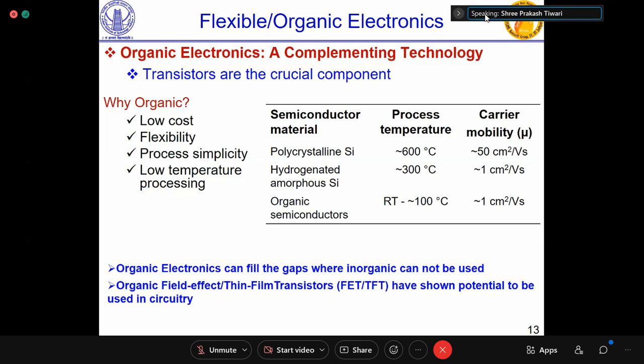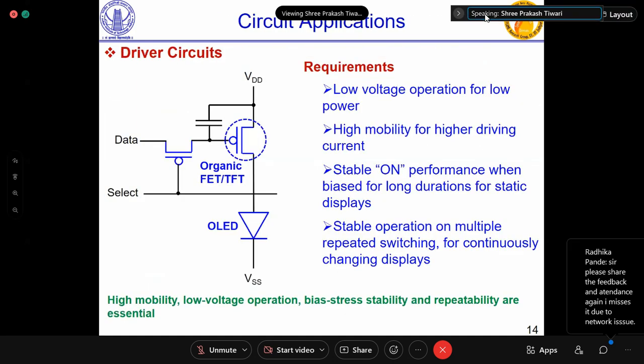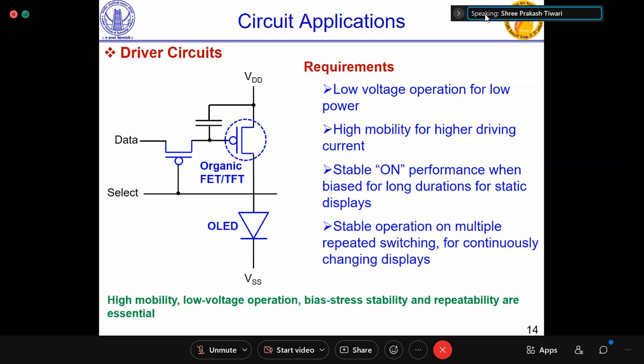So the summary is that organic electronics can fill the gaps where inorganic cannot be used, and these transistors have shown potential to be used in circuits. Now, one of the very basic circuits you think about is, as I said, organic light emitting OLED displays or OLED-based TVs. Essentially they are light emitting diodes. Any light emitting diode needs a driving current to glow. At a certain current it will glow, right? Now, where does this current come from? The current has to come from some driving circuit.